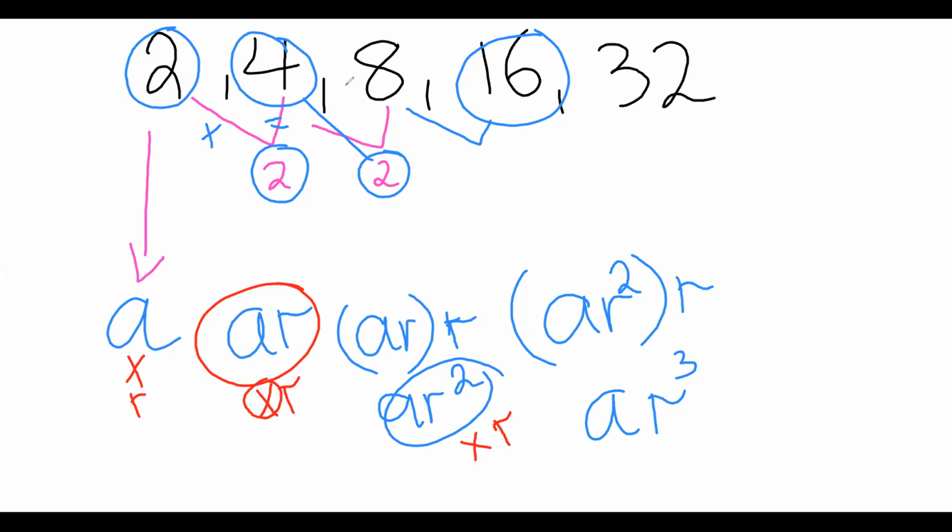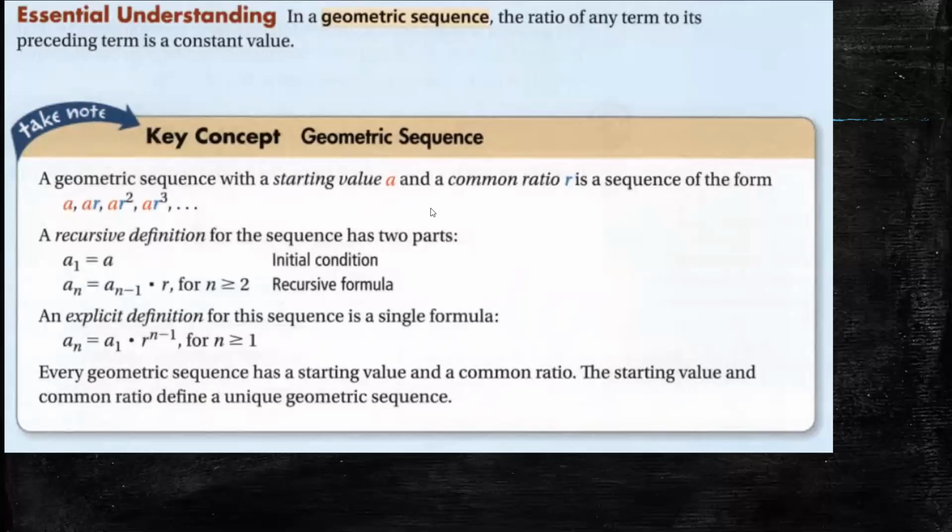But here, I just want you to understand that if you multiply the previous term by 2, you will get the next term. Did you understand that? Yes, teacher. A is 2, and R, the common ratio, is 2. So every time, if you multiply the first term or any term by 2, you will get the next term.